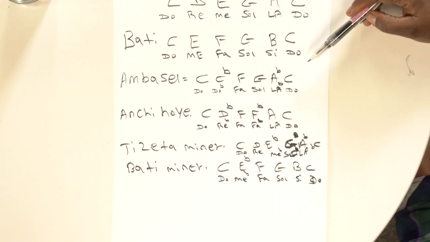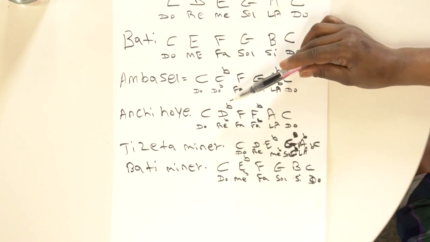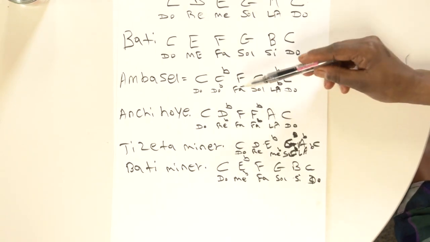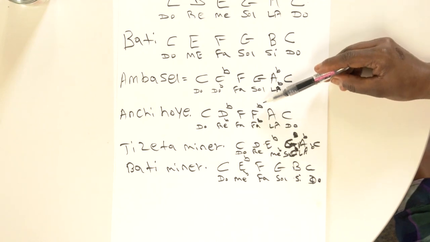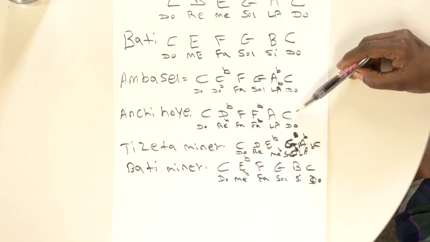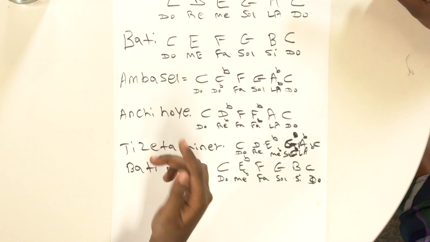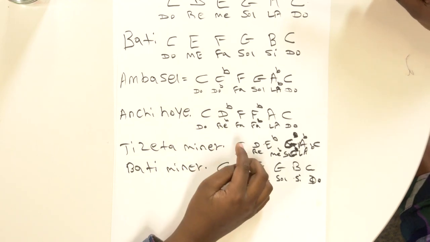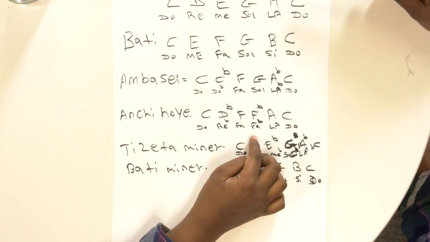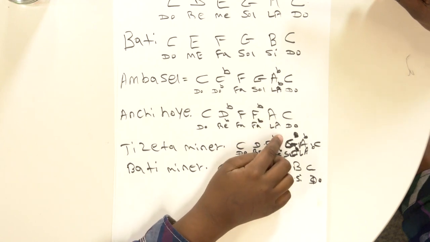And the next one is Anchihoye. Do, re bemol, fa, fa bemol, la, do.